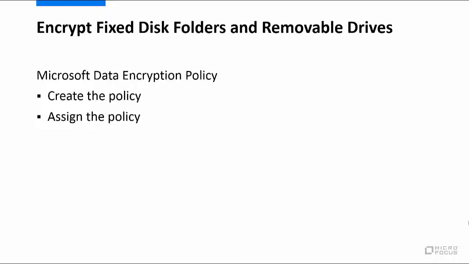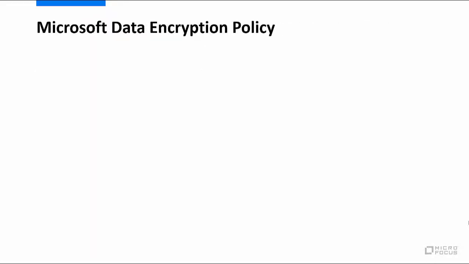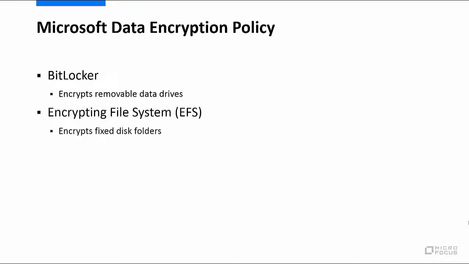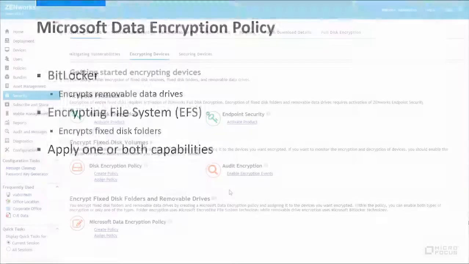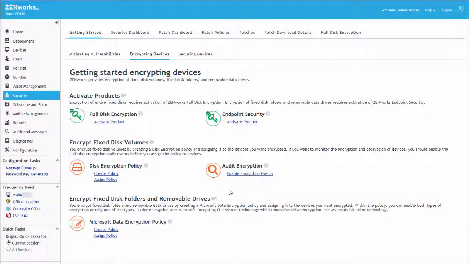ZENworks Microsoft Data Encryption Policy manages Microsoft's BitLocker and encrypting file system tools to encrypt removable drives and fixed disk folders respectively. When you create or configure the policy, you have the option of applying either capability separately or both of them. In this demonstration, we'll include both of these features in the policy. We've previously activated endpoint security to enable the quick links that are provided in the Encrypt Fixed Disk Folders and Removable Drive section on the Getting Started page.